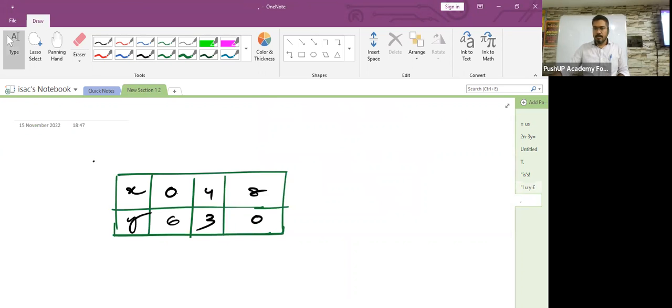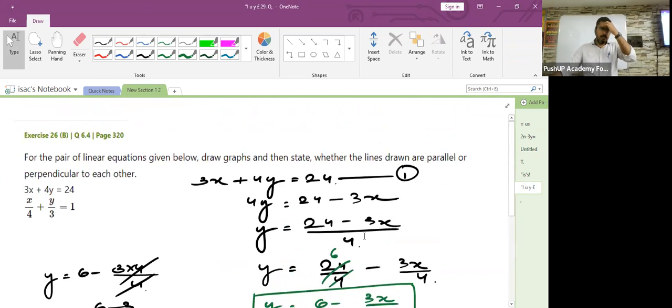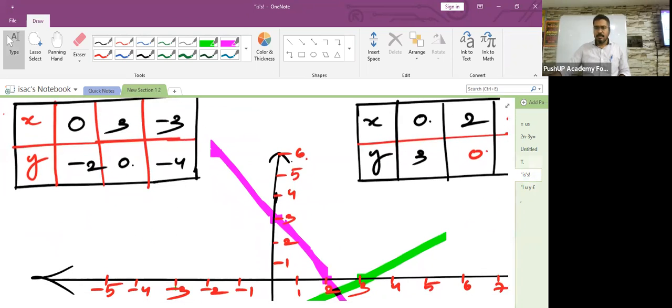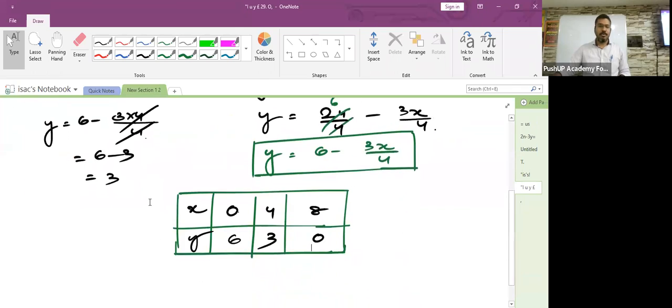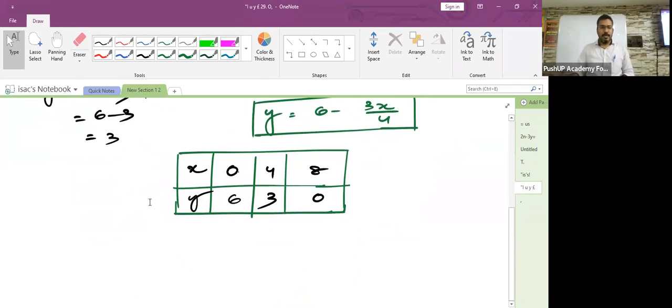Could you show the question? Next one: x upon 4 plus y upon 3 is equal to 1. I think we had used the same equation in the previous sum also, and we had simplified it. Where is that equation? It was x upon 2. Oh, okay. So this is x upon 4. All right, so we will do it.